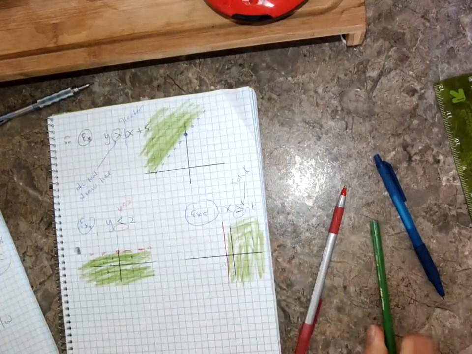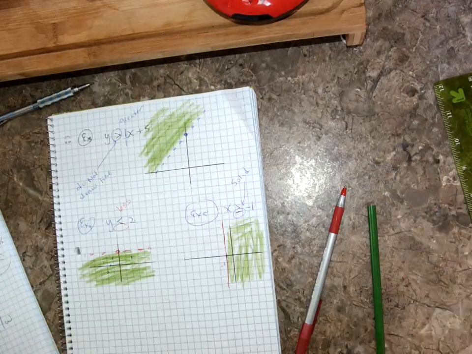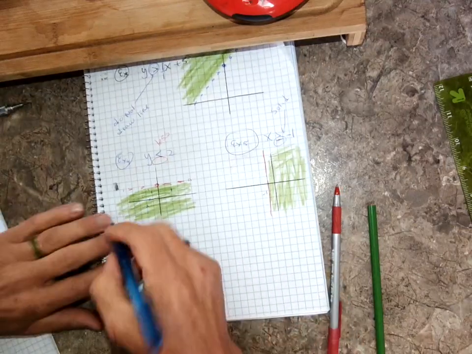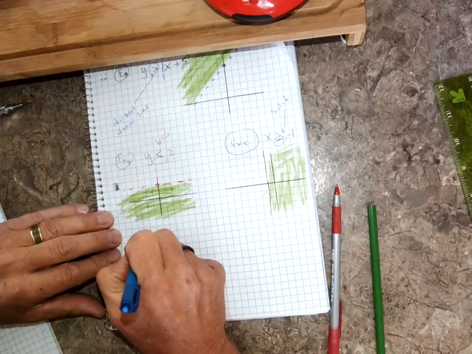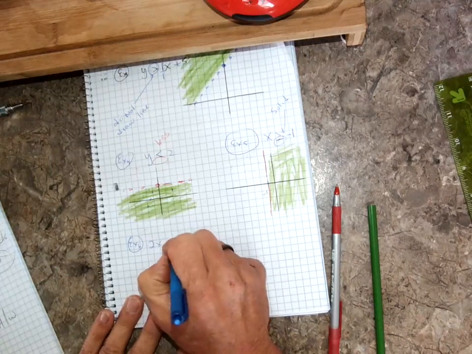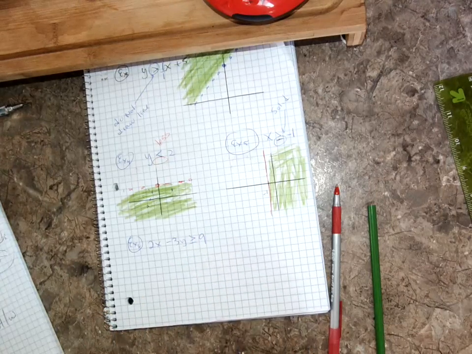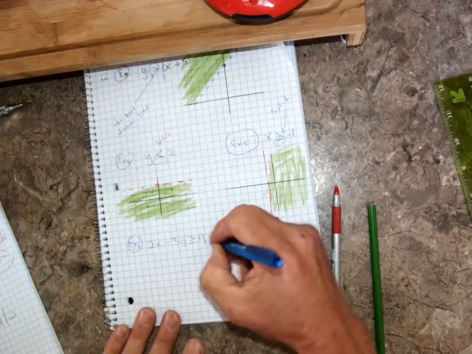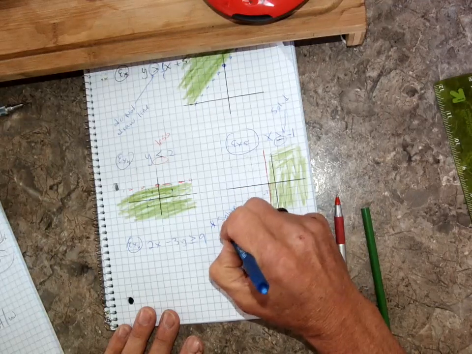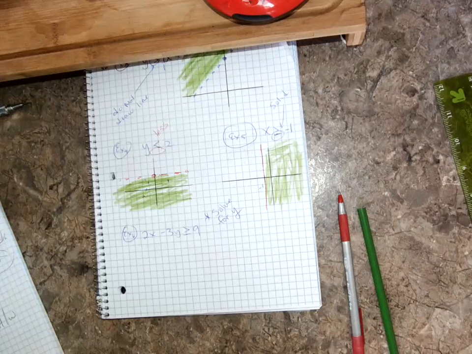Hopefully really well. Okay, finally, last example, and then I'll give you the homework. Here's my last example. Example 6. I have 2x minus 3y is greater than or equal to 9. If I want to graph this, the first thing I'm going to do is solve for y. I want to graph this, so I got to solve for y.